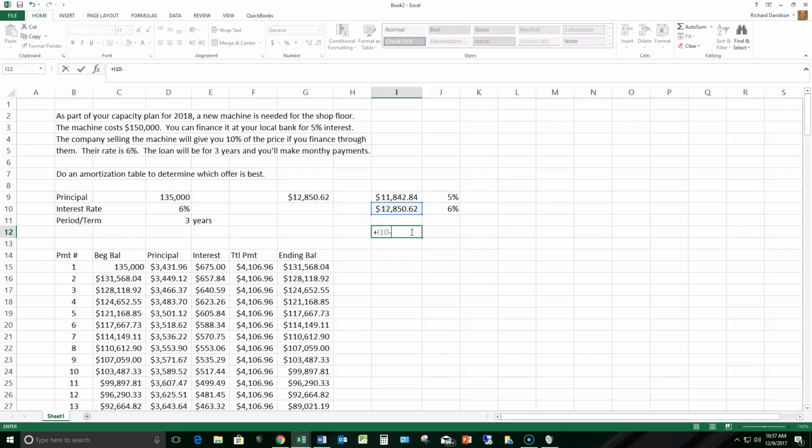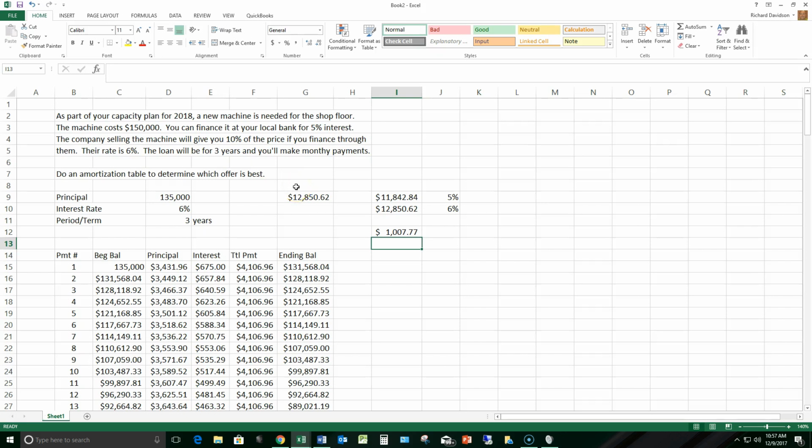In this case, about $1,000 more in interest. So even though they gave you a teaser and said, oh, we want you to finance from us, it's only 1% more, and we're going to give you a 10% discount, for you as a company, it actually costs you more money. So that's the purpose of the amortization schedule in this case, was to determine which deal is best.